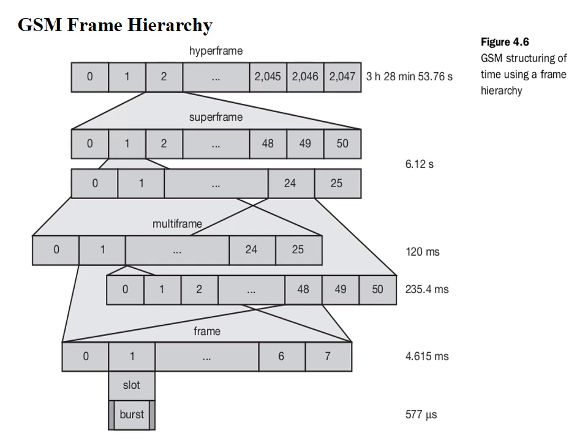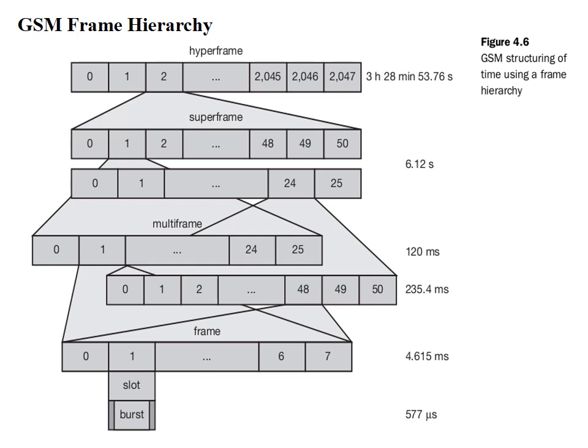One multi-frame contains 26 TDMA frames and one super-frame contains 51 multi-frames, or 1326 TDMA frames. A hyperframe contains 2048 superframes, or 2,71,648 TDMA frames.